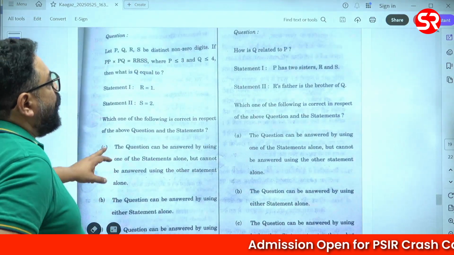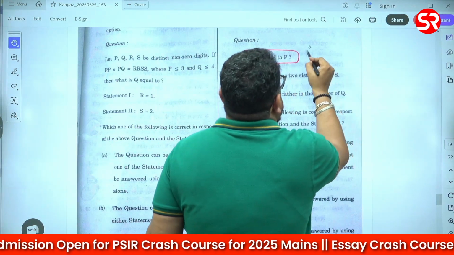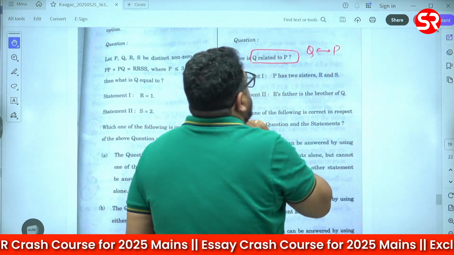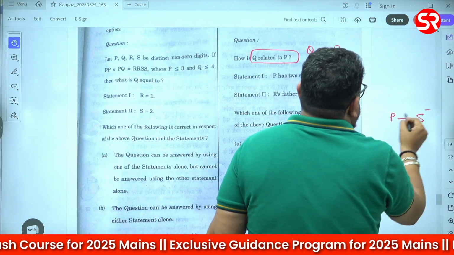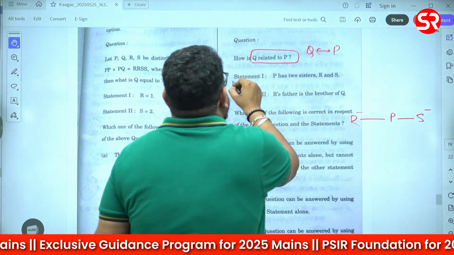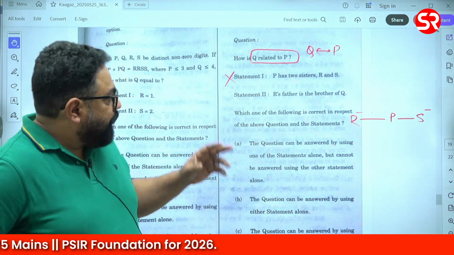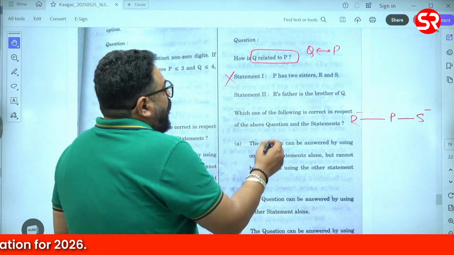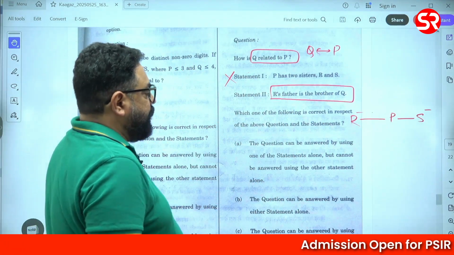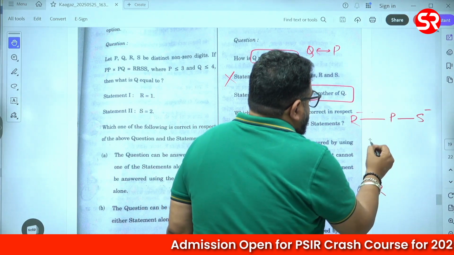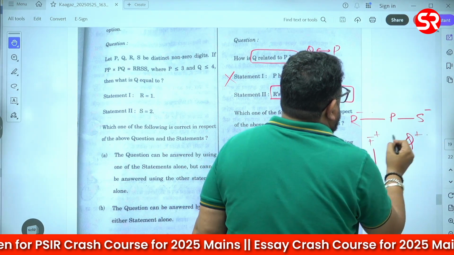It says how is Q related to P? What is the relation? He has two sisters R and S, but that does not give you how is Q related to P, isn't it? How is Q related to P? अपने चलेगा statement 1, 2. R is father. R's father is Q's brother. So second statement: R's father is Q's brother.